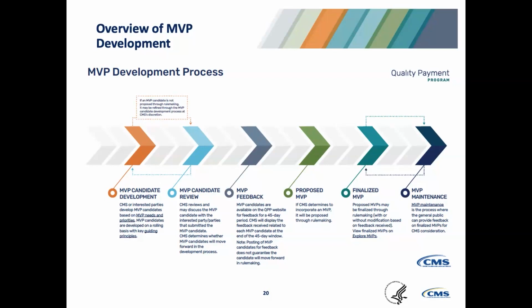During the MVP feedback period, the candidates are available on the QPP website for feedback for a 45-day period. CMS will display the feedback received related to each MVP candidate at the end of the 45-day window. However, of note, posting of MVP candidate for feedback does not guarantee the candidate will move forward in rulemaking. At the proposed MVP stage, CMS determines whether to incorporate an MVP. It will be proposed through rulemaking. For the candidates that are proposed, in the finalization stage, they may be finalized through rulemaking with or without modification based on the feedback received.